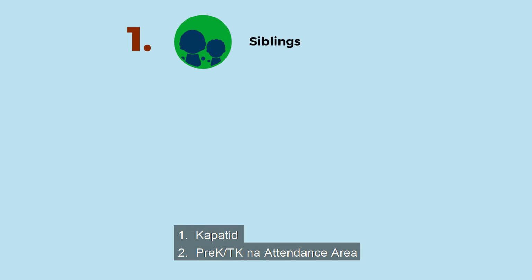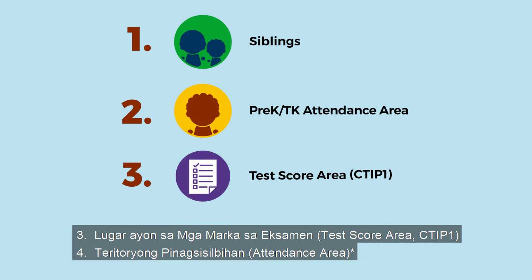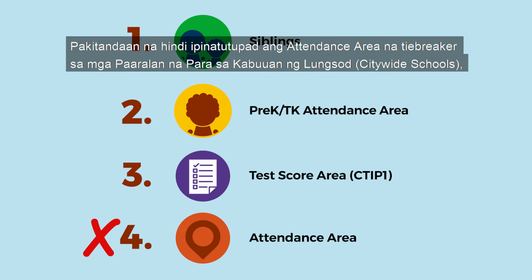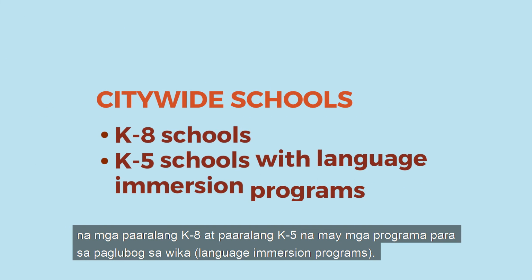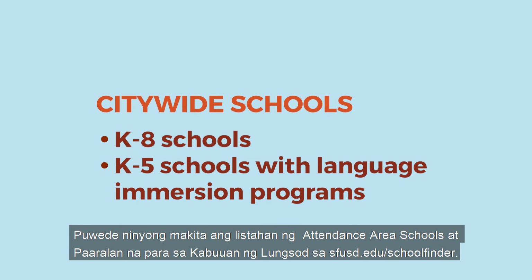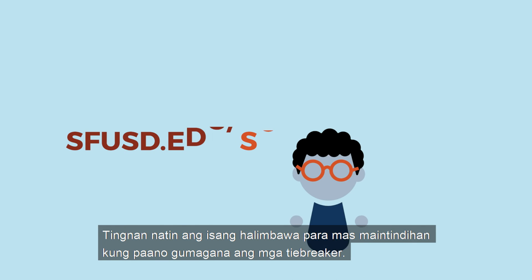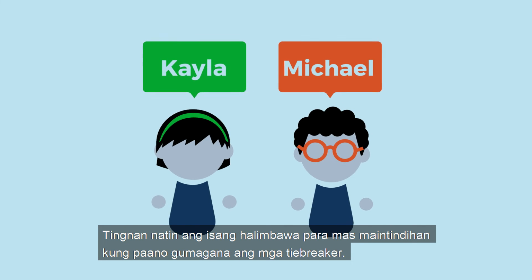Here are all the kindergarten tiebreakers ranked in order. 1. Sibling. 2. Pre-K TK attendance area. 3. Test score area, see Tip 1. 4. Attendance area. Please note that attendance area tiebreaker does not apply to citywide schools, which are K-8 schools, and K-5 schools with language immersion programs. You can see a list of attendance area schools and citywide schools at sfusd.edu/schoolfinder.